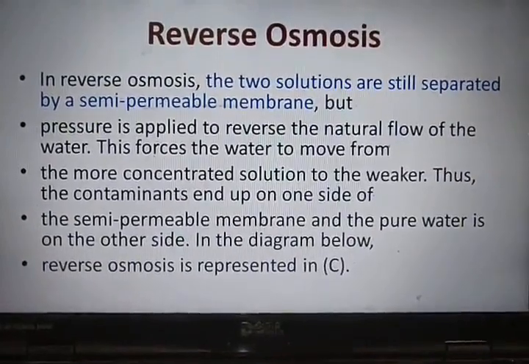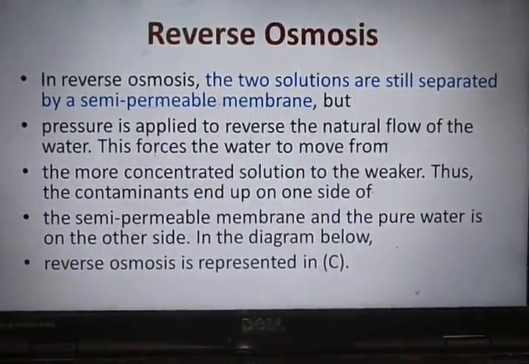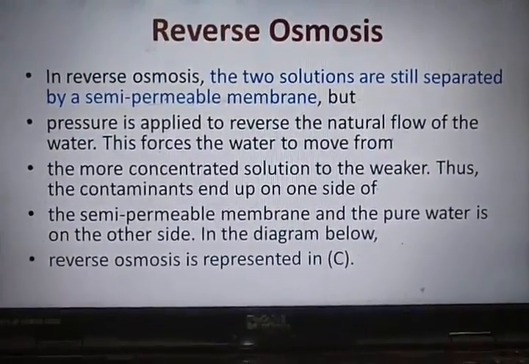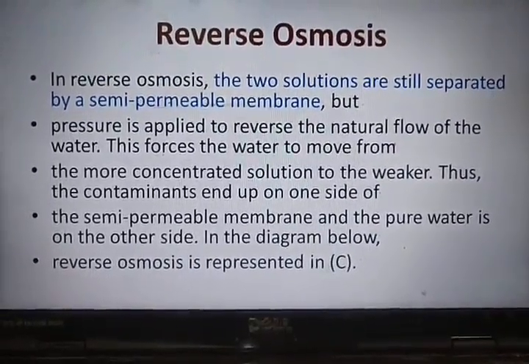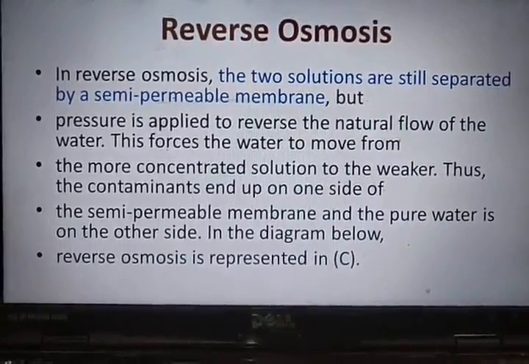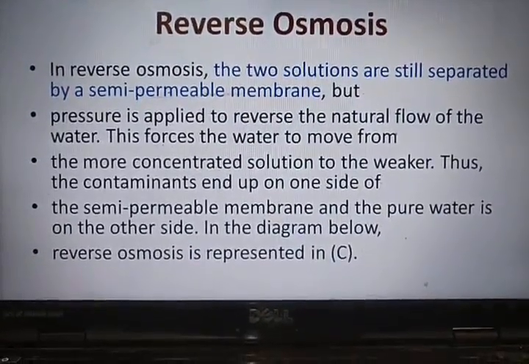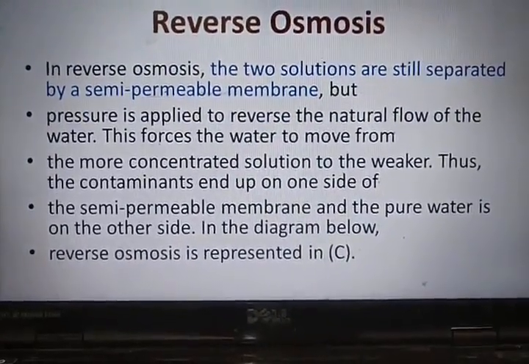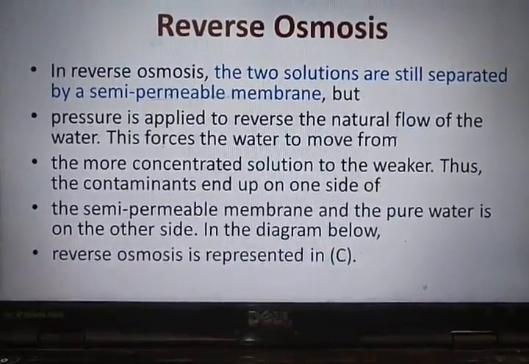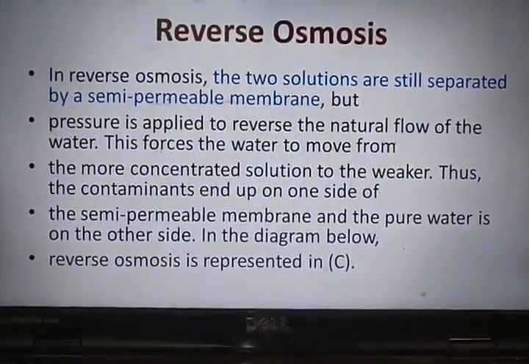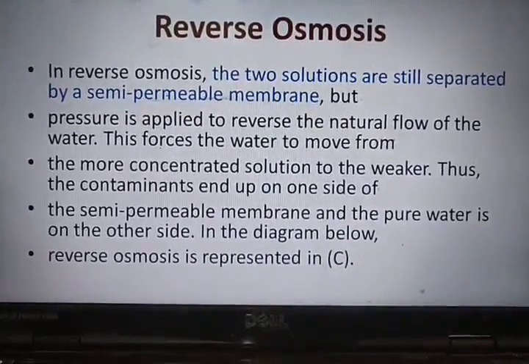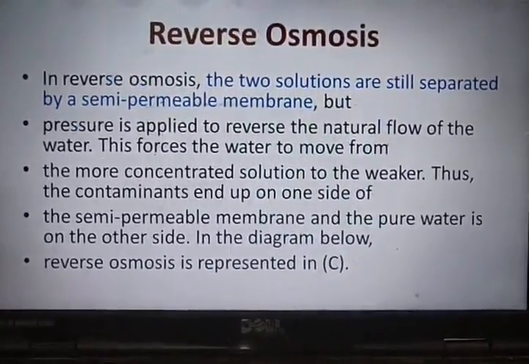In reverse osmosis, the two solutions are still separated by a semi-permeable membrane, but here pressure is applied to reverse the natural flow of the water. This forces the water to move from the higher concentration solution to the weaker concentration solution, and the result is that we will get pure water. That is why it is called reverse osmosis.